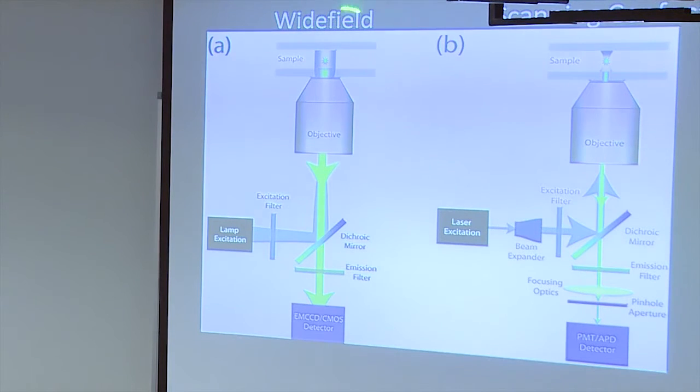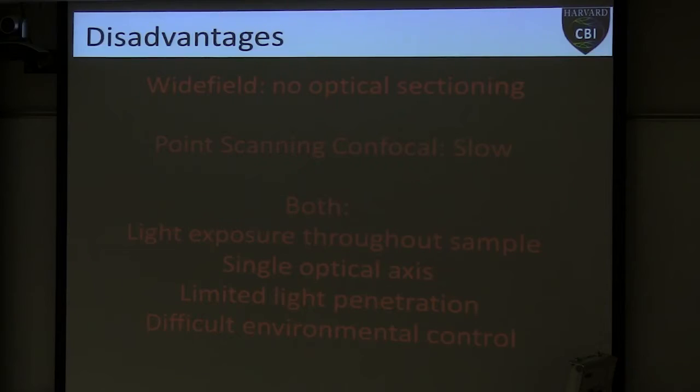With wide field, or 3 big limitations. We don't have optical sectioning. Over here, it's really slow to build up that optically sectioned 3D volume. And in both samples, we're doing photo damage and photo bleaching all the way through our sample. Okay? So that's just outlined here.